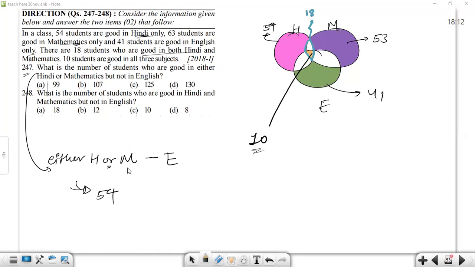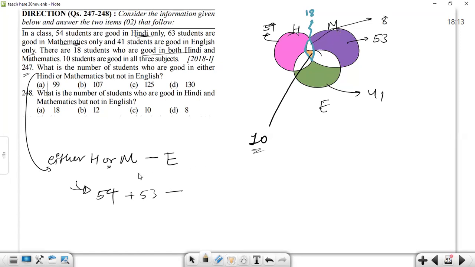So Hindi 54, or mathematics 63, and also these 18 students. But some students in the 18 set must be belonging to English, right? So how can we find out the number of students in the white region? If this complete is 18, this much is 10. So how can we find this? It is 8.